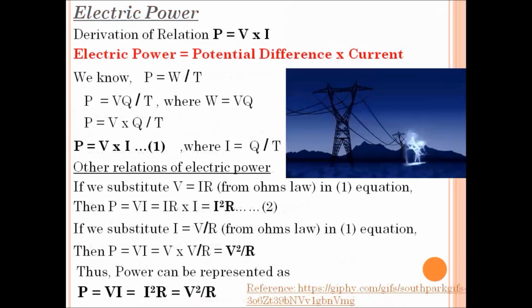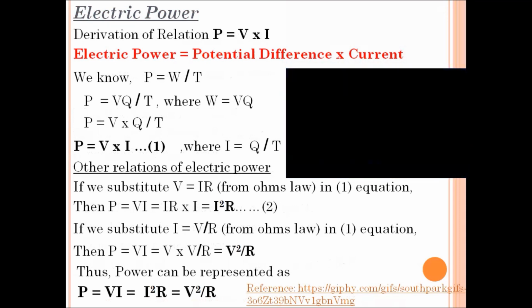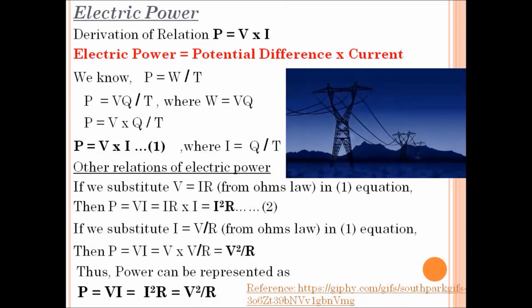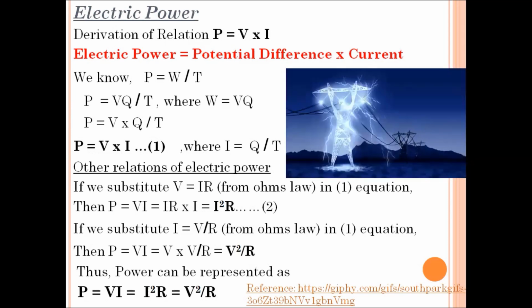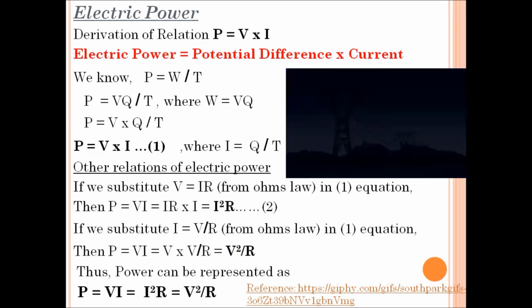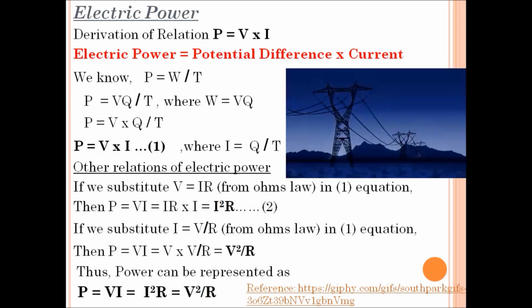Derivation of the relation P equals VI. We know that power is given by work done per unit time. If we substitute work equals VQ from the potential difference relation and replace Q by t by electric current, then we get P equals VI.